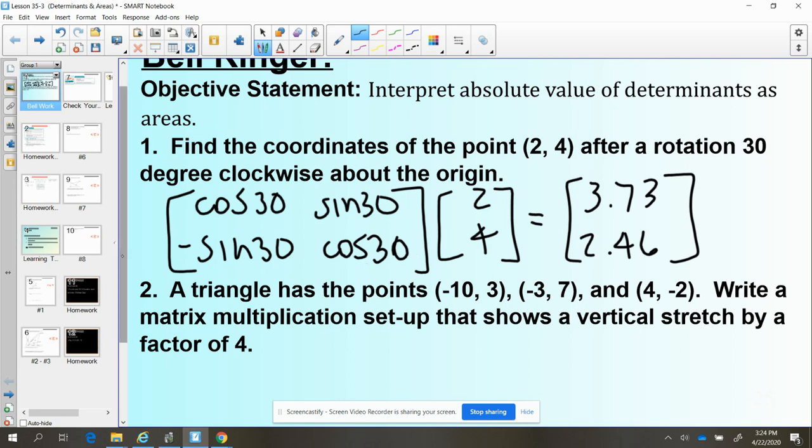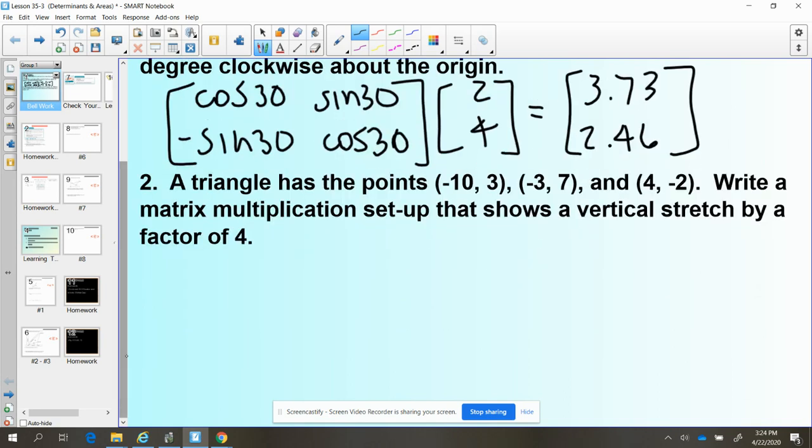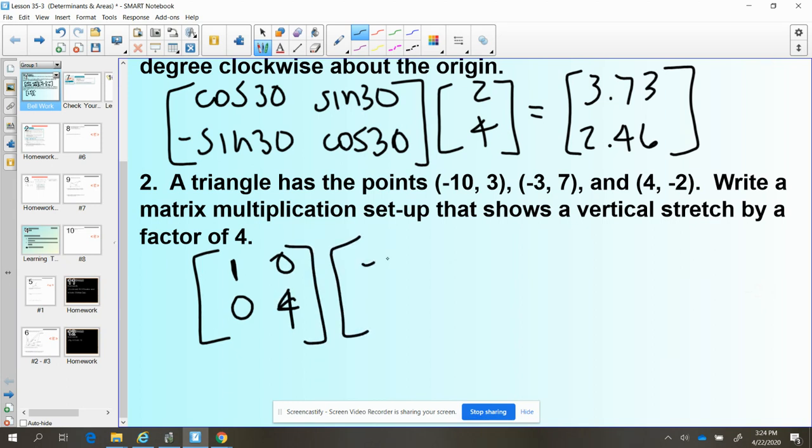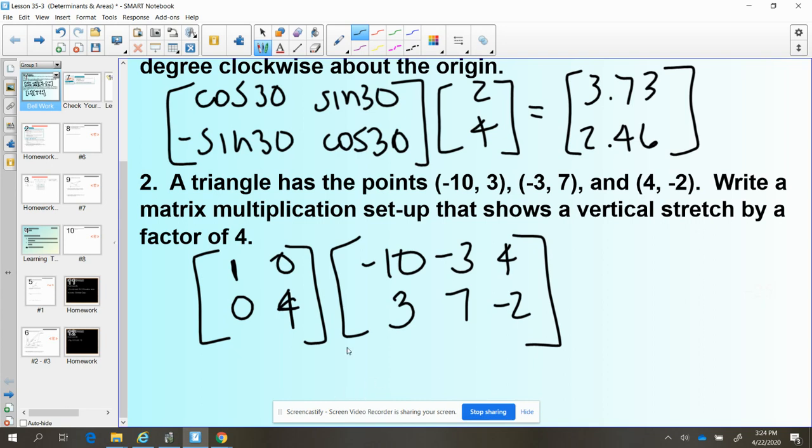And then our setup for number 2, again to review: if you're going to stretch vertically only, the horizontal component is just going to be multiplied by 1, and the 4 would be our vertical component, and then multiplied by a 2 by 3 matrix with each of those x and y values plugged in, x in row 1, y's in row 2. So that would be the setup there.